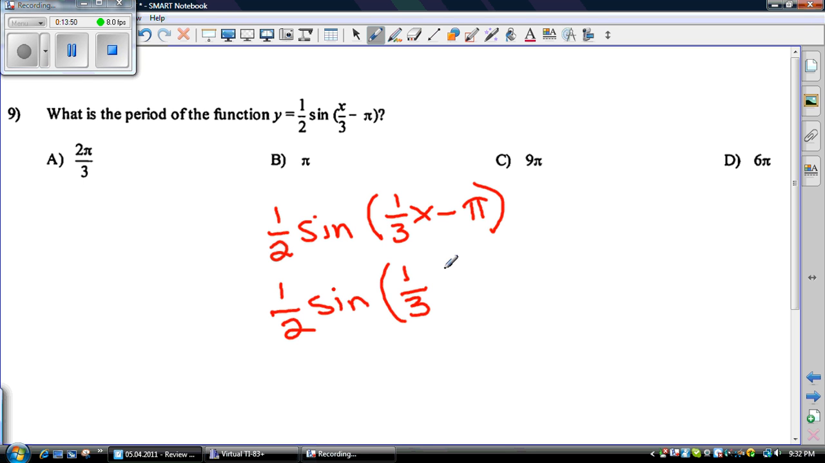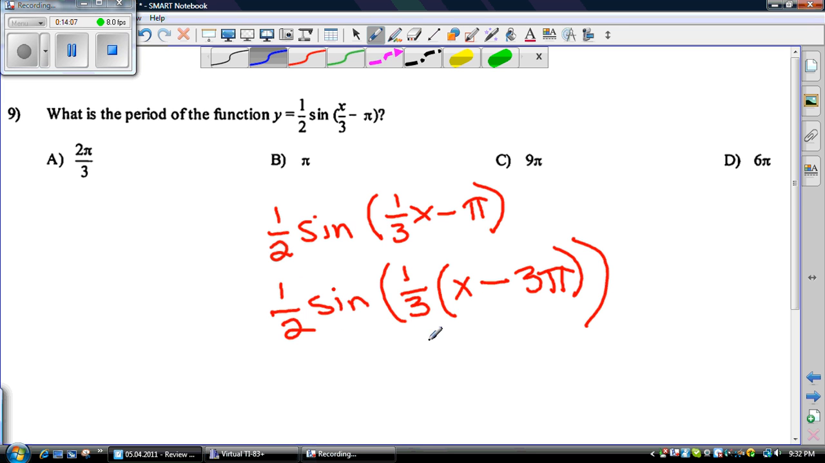So that's going to be 1/3. I'm going to factor 1/3 out of each one of these. That'll leave me with x. And 1/3 factored out of this will actually produce 3 pi. It's not really going to be very important, but I just feel like you should see it.